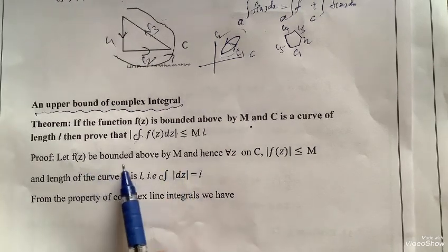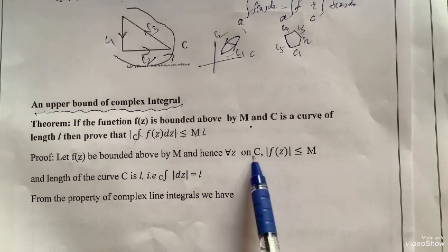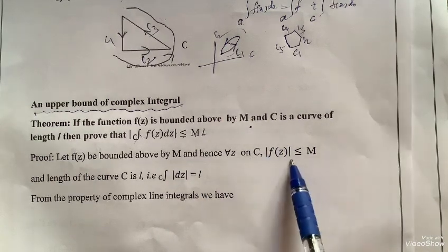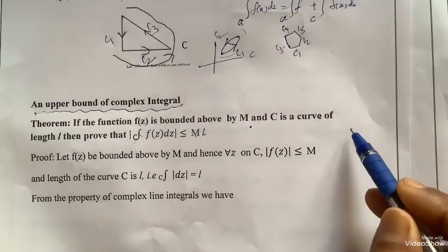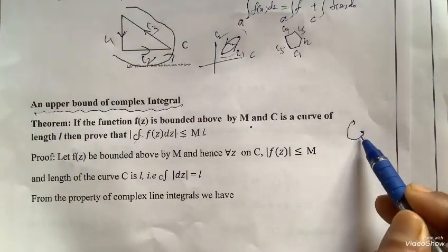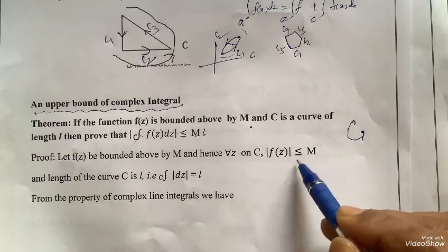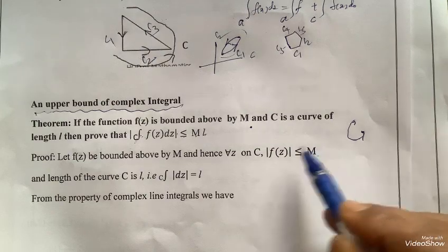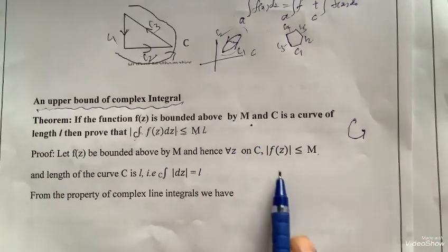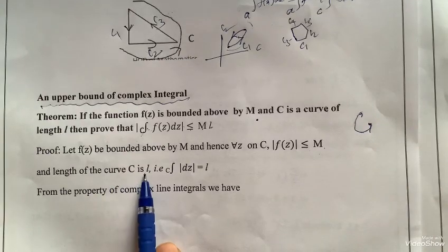So let f(z) be bounded above by M, and hence for all z on C, mod f(z) is less than or equal to M. This is the curve. Suppose you take C, then for all the values of z on this curve, mod of f(z) should be less than or equal to M. Then you can say the function is bounded above. This is by the definition. And the length of the curve C is given as L.